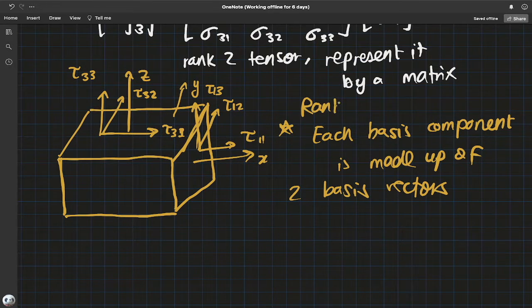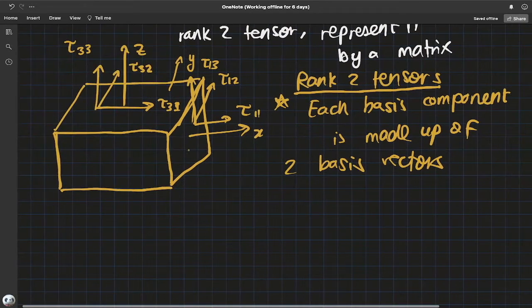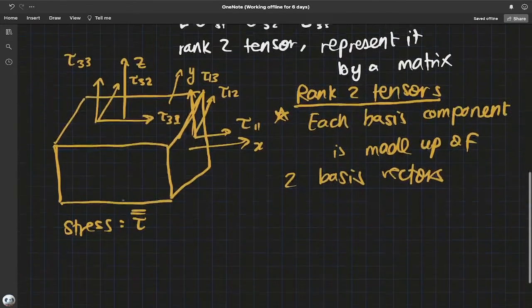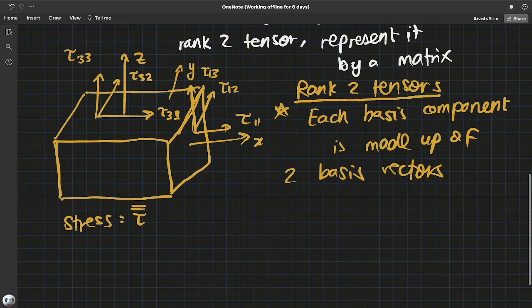This is for a rank 2 tensor because rank 2 tensors are easy to draw, easy to represent. It's like drawing a 2-dimensional figure; it's hard to draw higher dimensional figures. This is a rank 2 tensor because each component is made up of 2 basis vectors. If you look at each component of this stress tensor, which is represented by tau with these 2 lines on it, 2 lines means a tensor. Each of the components has 2 indices: one for the face and one for the direction on the face.